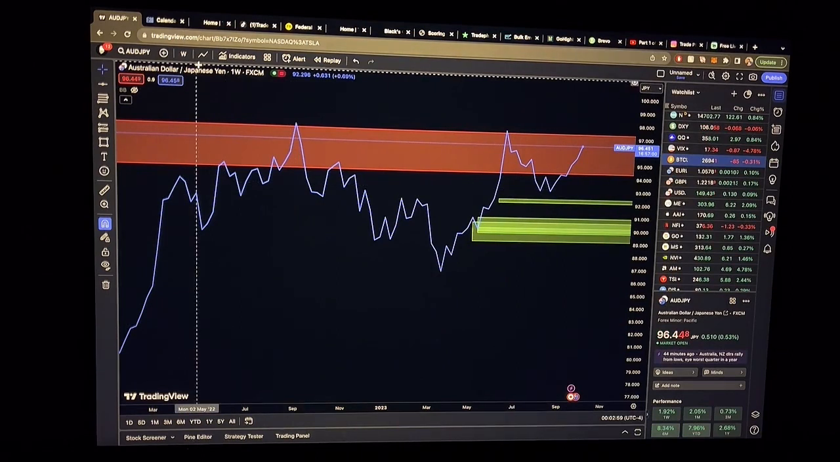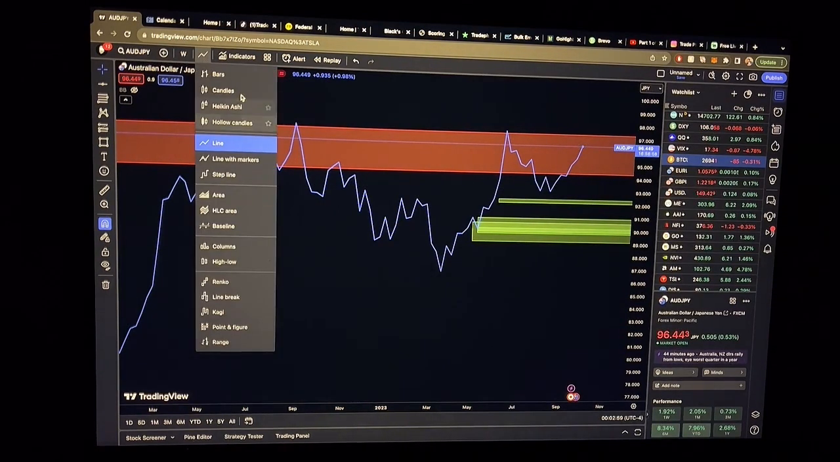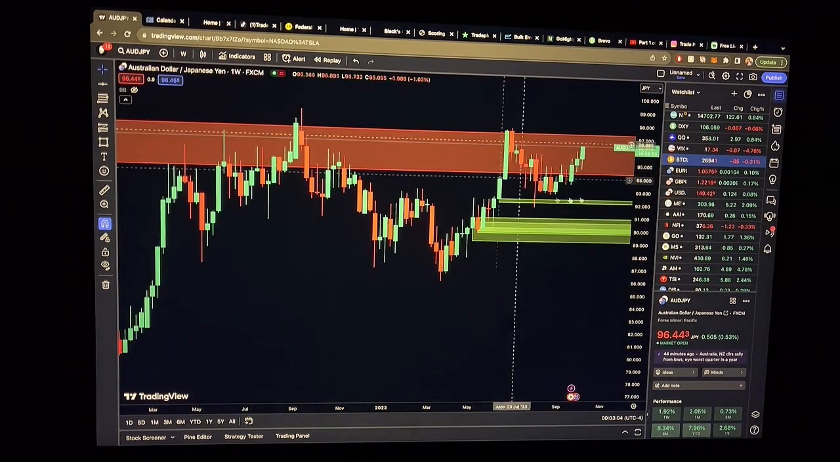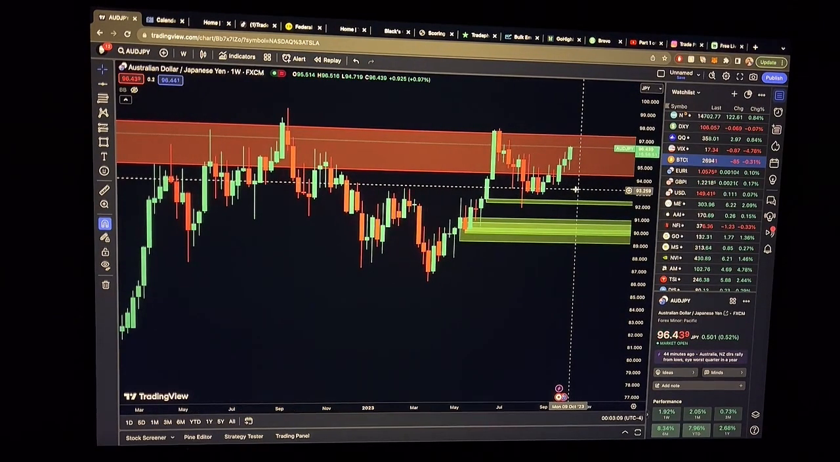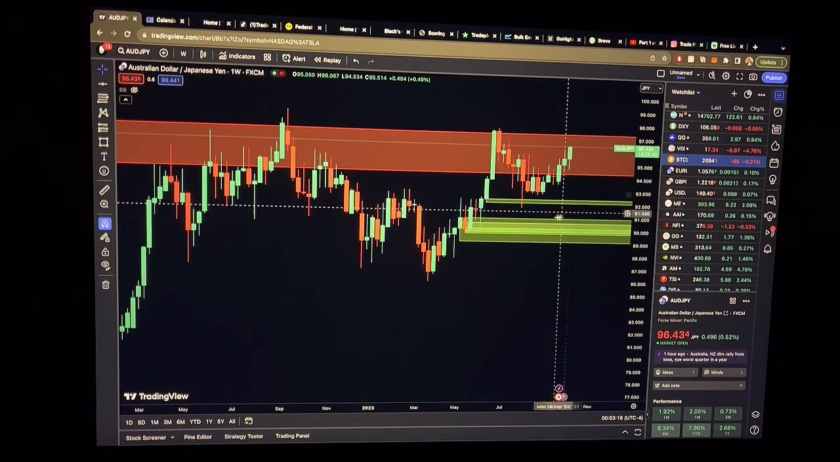So uptrend, that means we would like to go long. Problem is, I want to go long, but where am I, guys? I'm in monthly supply, so it's not my best area to go long in, right? That means I'm going to need to wait for price to retrace back down to an area of demand to see if I have an opportunity to go long. Where I am right now, I can't really go long. At least I shouldn't go long. I can do whatever I want, but I wouldn't do it, right?